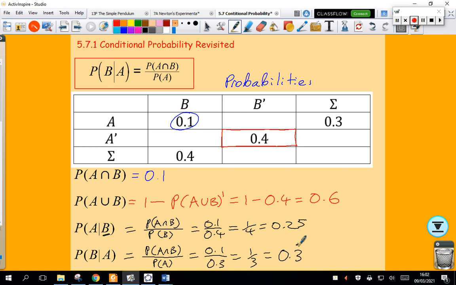So we can work out probabilities pretty easily once we have the contingency table. I can fill in all these other things. 0.1 plus 0.2 giving me 0.3. 0.1 plus 0.3 giving me 0.4. 0.2 plus 0.4 giving me 0.6. 0.3 plus 0.4 giving me 0.7. And then finally, my total down here is 1. In those contingency tables, if they're showing probabilities, then the total should always be 1. So that's conditional probability. Let's have a look at another example.